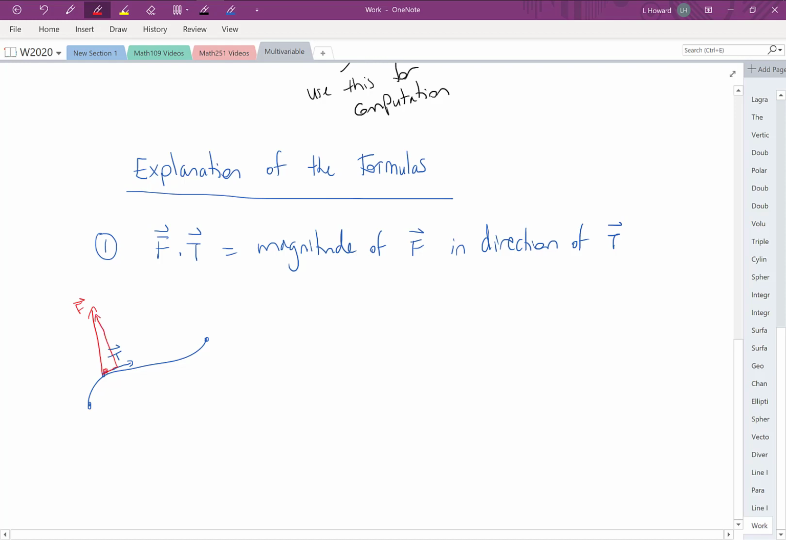Okay, so if we look at this little red section here, this red vector that we've got at the bottom, which is the component of F in the direction of T, that red vector there is F dot T. Just going back to linear algebra, that's the length of F times the length of T times cos theta. Well, the length of T is just 1 because it's a unit vector.